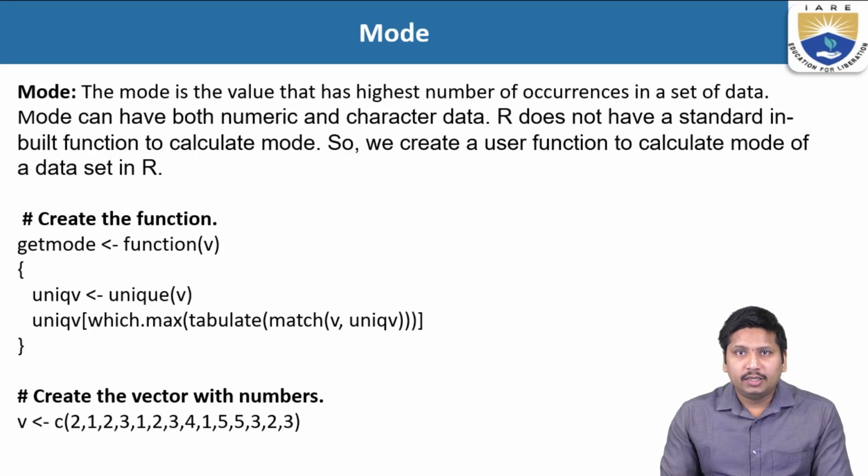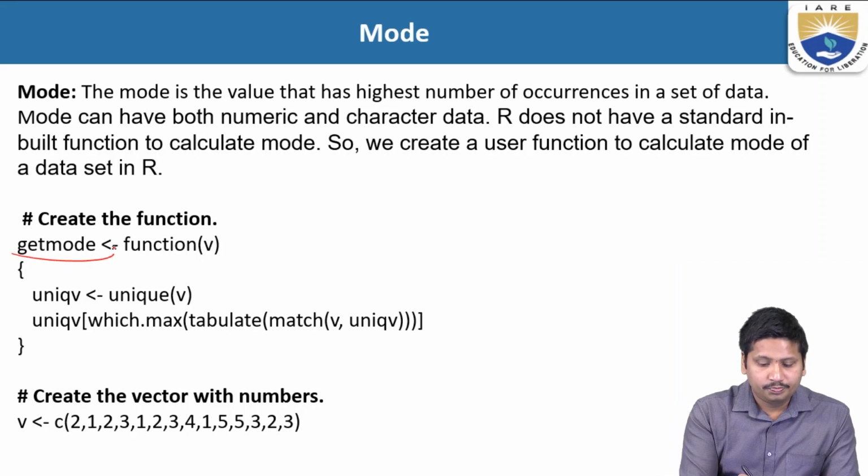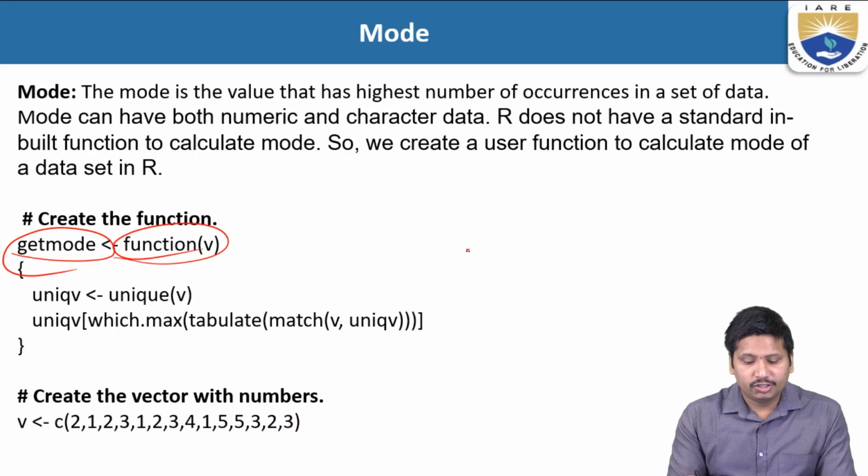And mode is the other thing which is going to be calculated. Normally the mode is calculated based on the highest number of occurrences in a set of data. Mostly the mode can be numeric or character data. But R does not have a standard inbuilt function to calculate the mode. So what I'm going to do is create a function to calculate the mode of a set of data in R. So how the mode is going to be calculated in programming: get mode, I'm going to define a function of v.